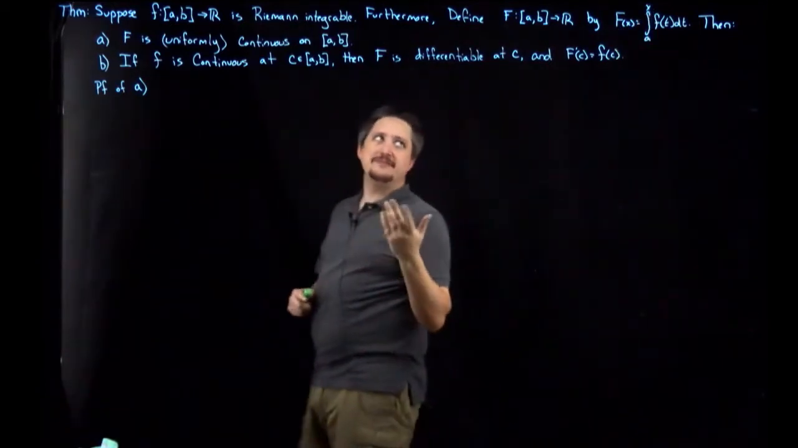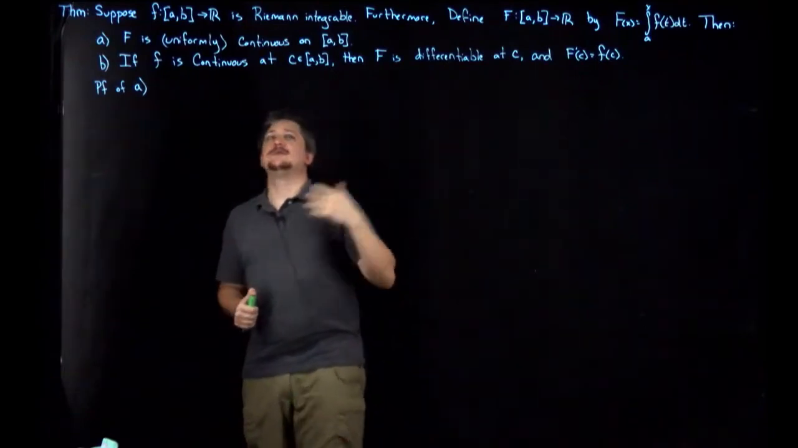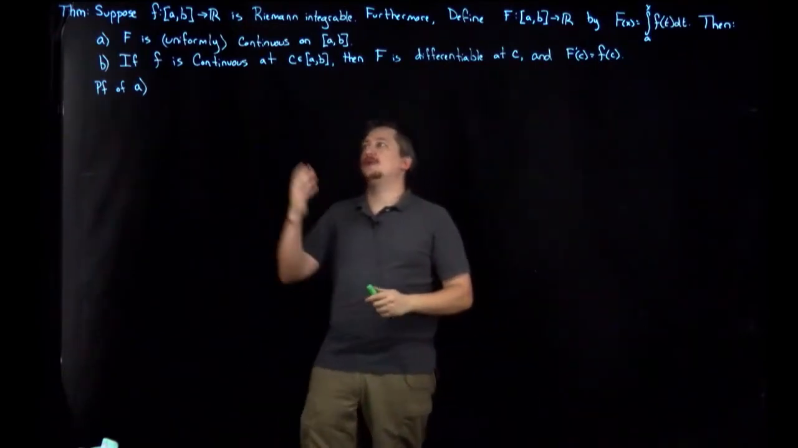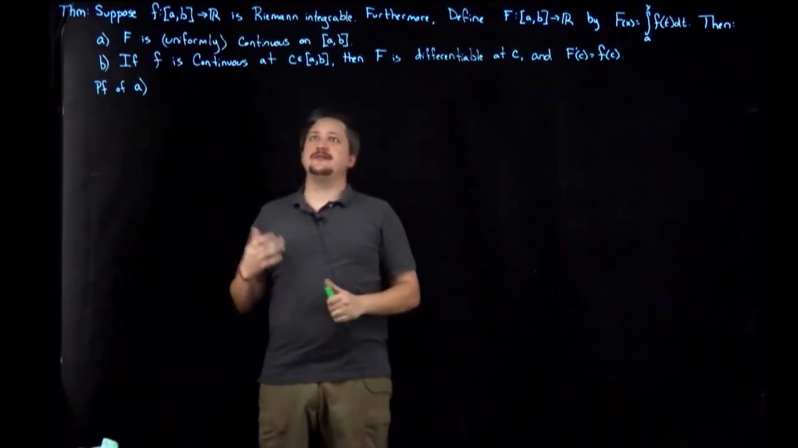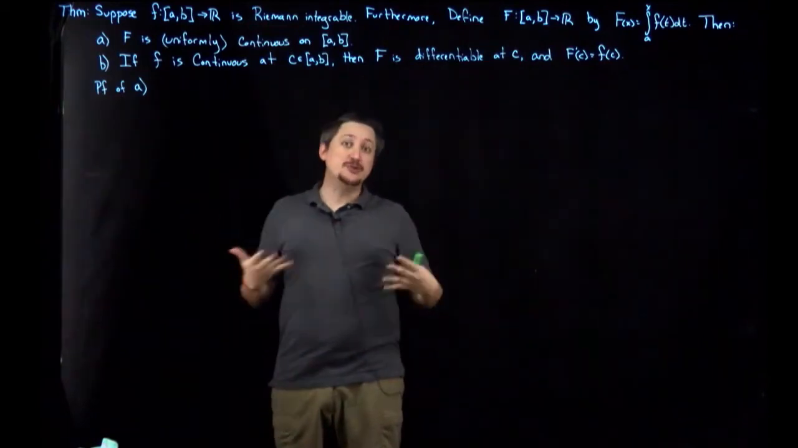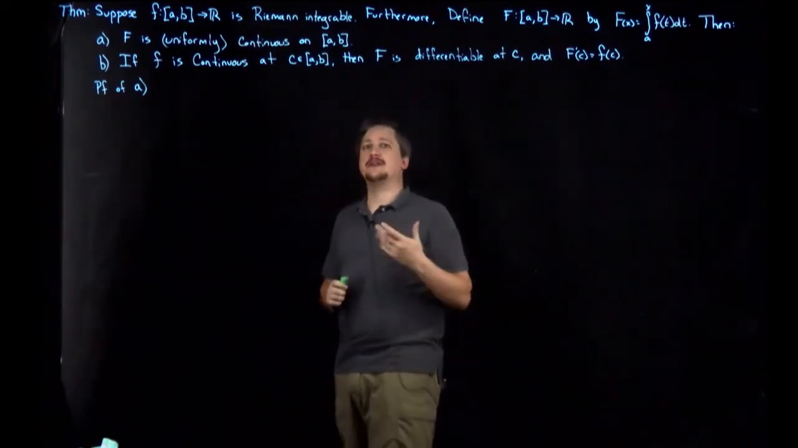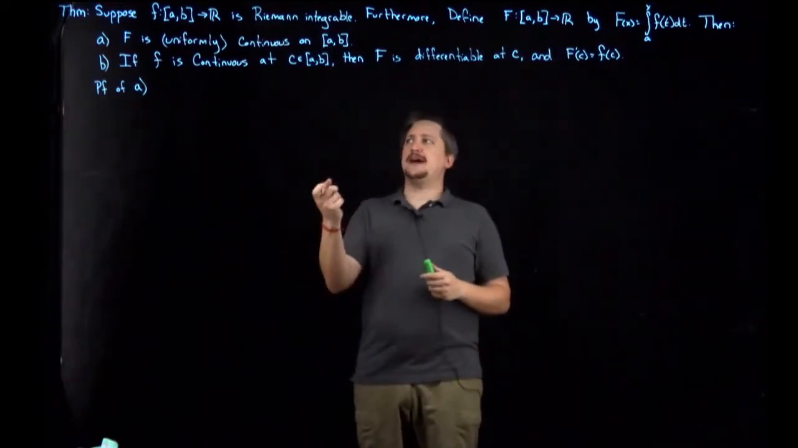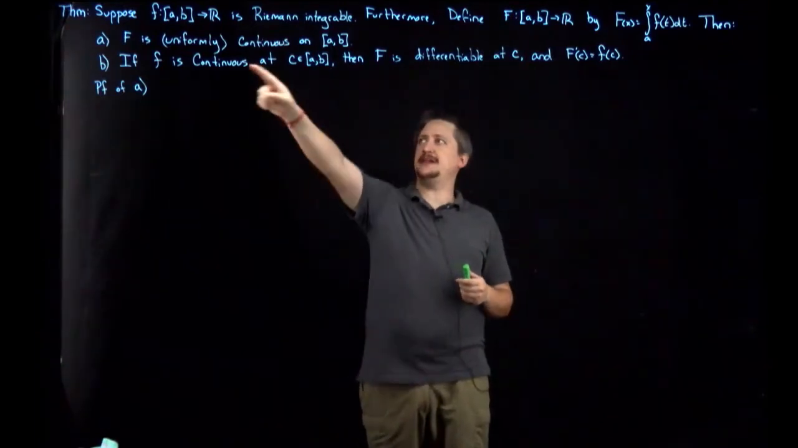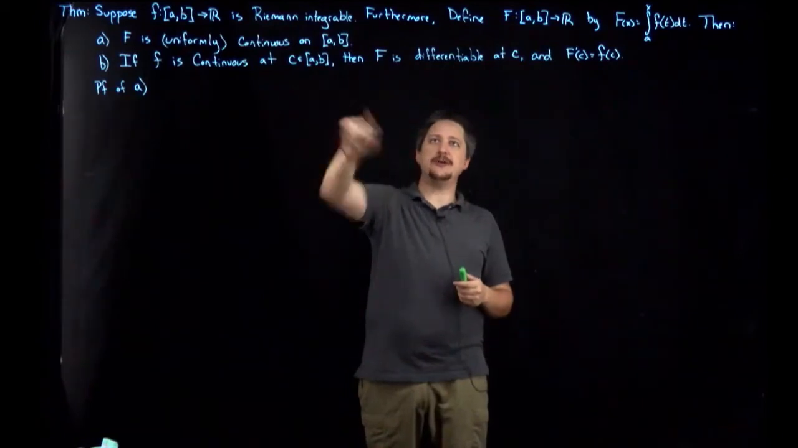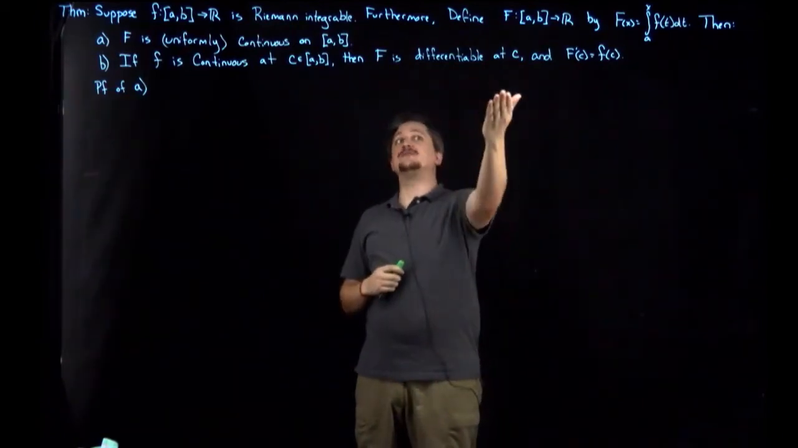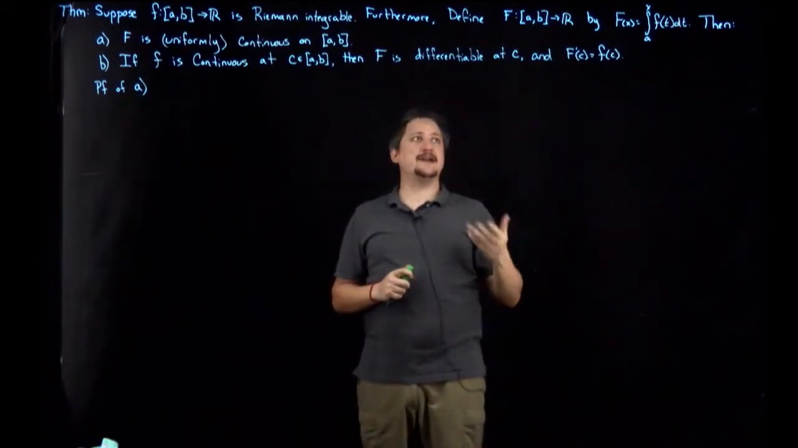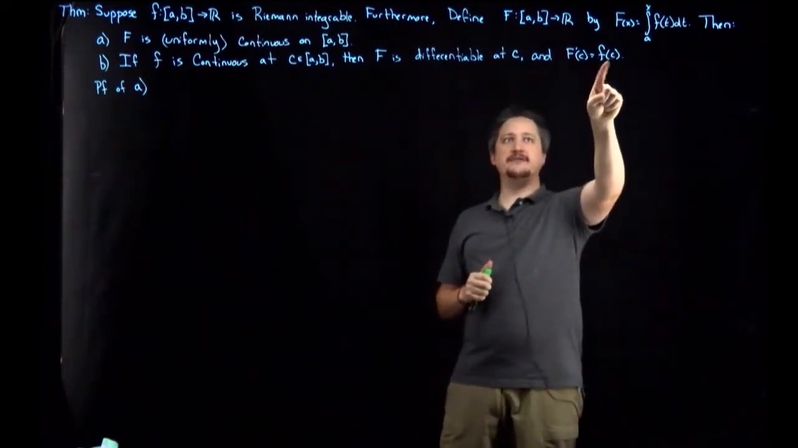So assuming we've defined these things, we want to know some stuff about capital F. So part A is saying that F is not just continuous, but actually uniformly continuous on that closed interval. And part B is claiming that if the little f, the beginning f here, is continuous at some point, then capital F is differentiable at that point. And in fact, F'(c) is little f(c).